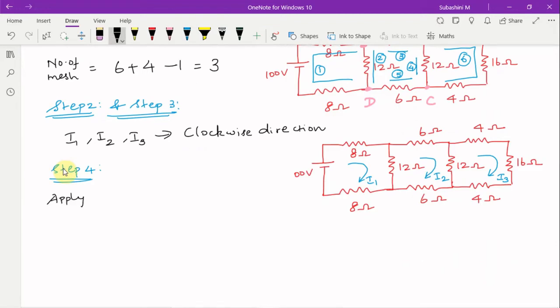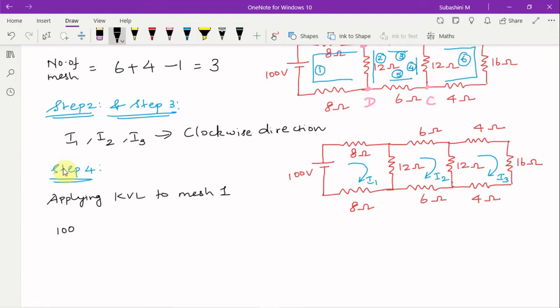So applying KVL to mesh 1, or loop 1 you can say. First we have 100 volt here. The first loop has a voltage source of 100 volt. The current is coming out of the 100 volt source, so we are taking that voltage as positive.